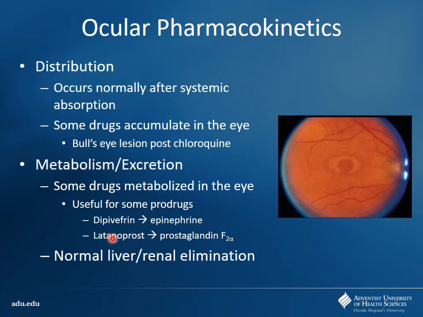We have latanoprost gets converted over to prostaglandin F2A, and we're going to talk about that drug later when we're talking about glaucoma meds. And then once it gets to the liver or the kidneys, it undergoes the same process as it would if you gave it IV or orally.